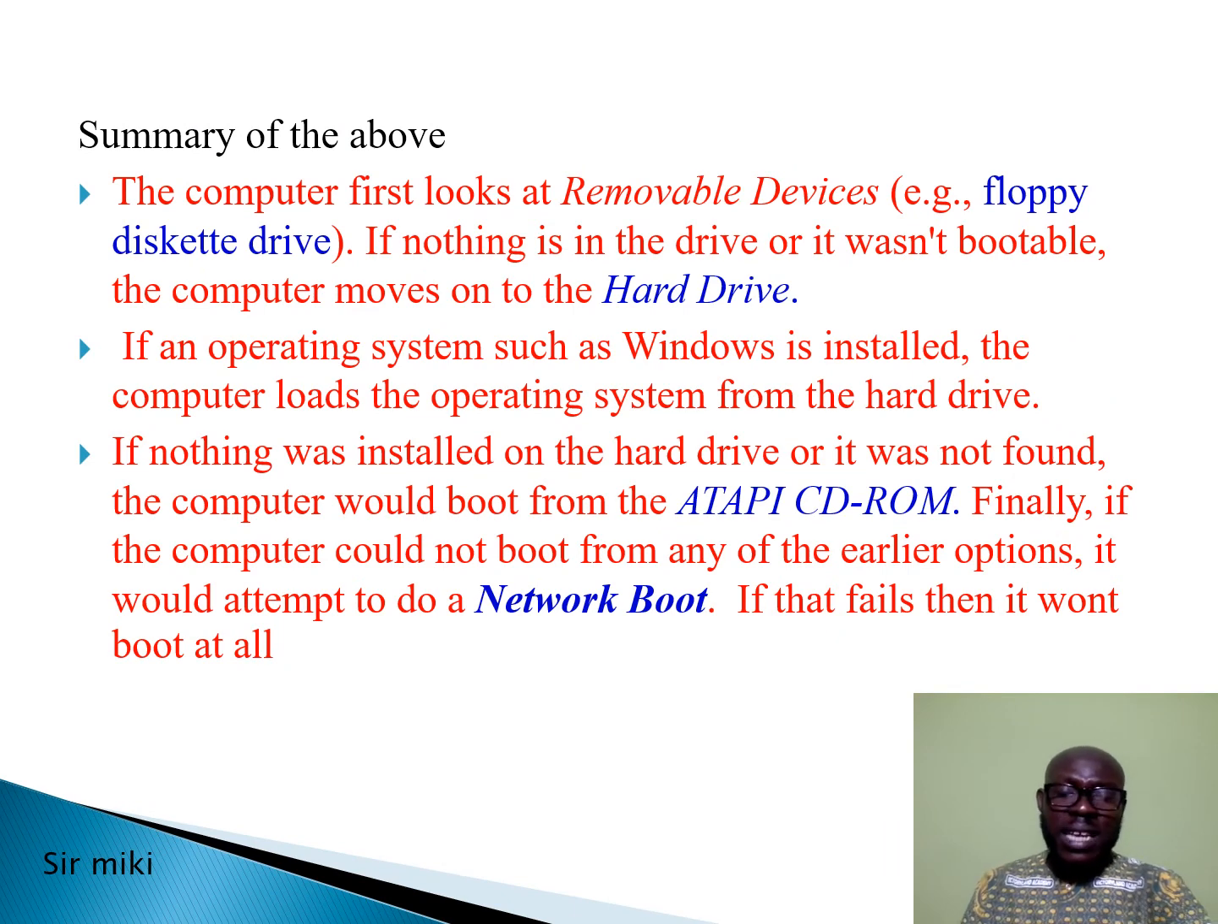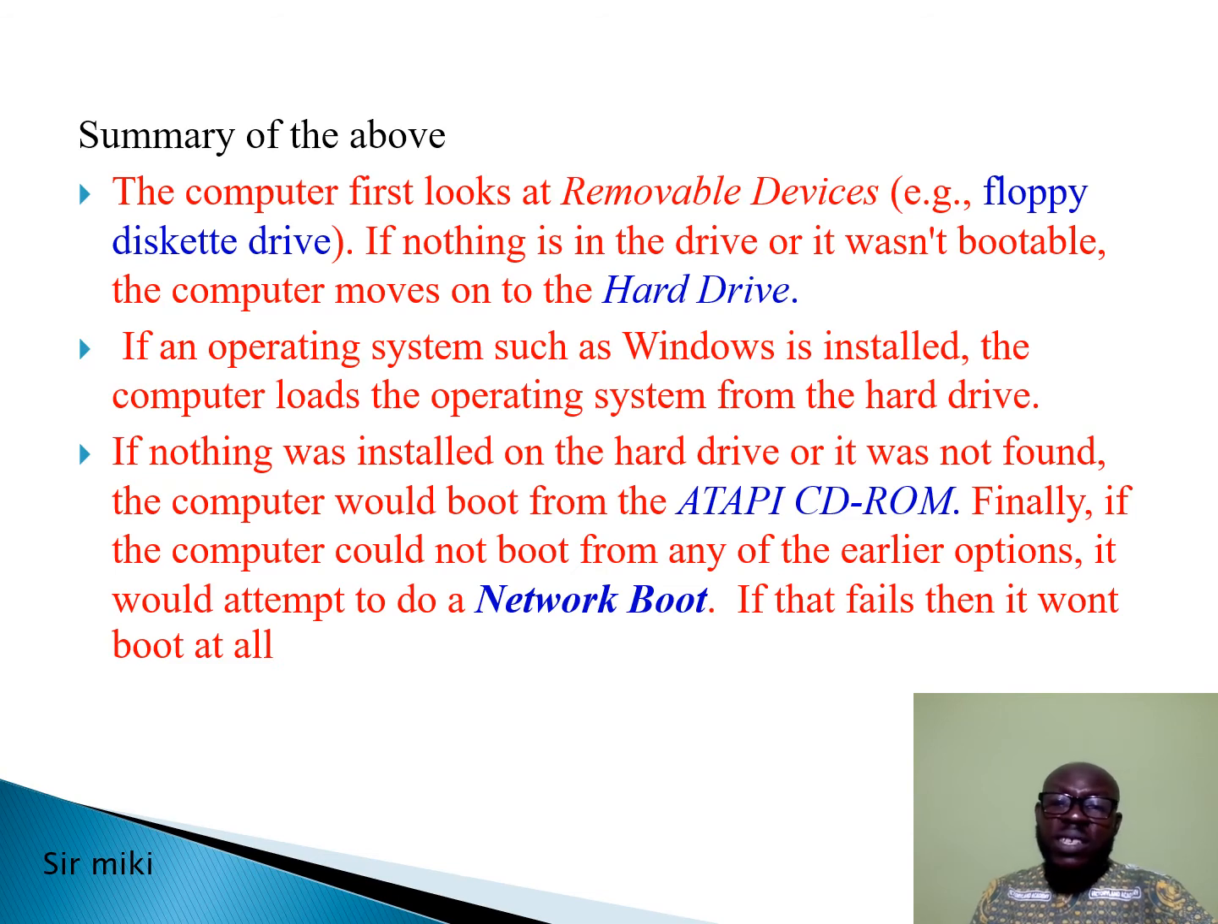Now, that is a display of the summary of the diagram that was displayed earlier on. The boot sequence: we are saying that the computer first looks at removable devices. When we say removable devices, they are those peripheral devices that we insert at the back of the system unit, so that we can install our operating system on the machine. If nothing is found on this device, then the computer will move to the hard drive.